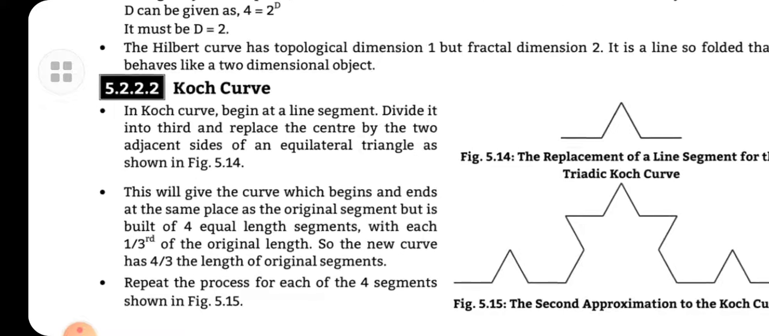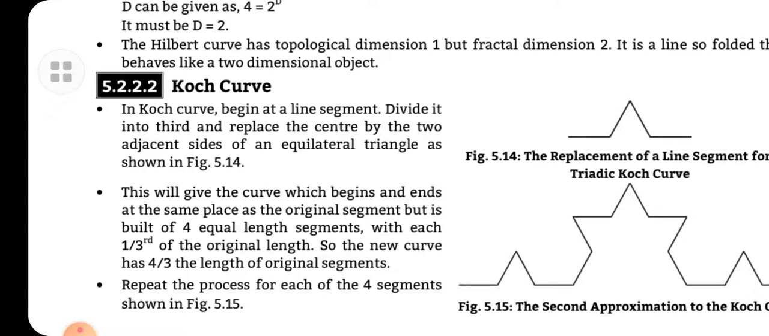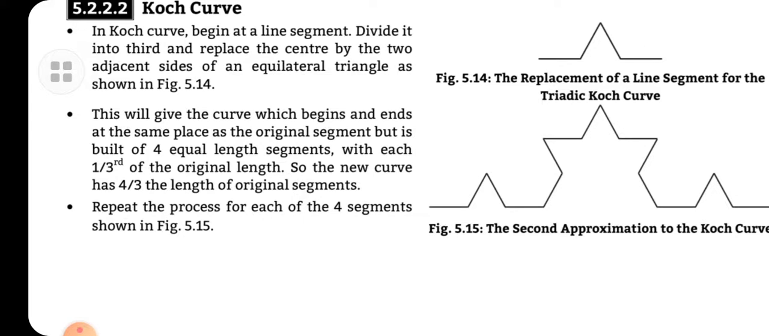And next is the Koch curve. In the Koch curve, we begin with a line segment. Divide it into thirds and replace the center third by the two adjacent sides of an equilateral triangle as shown in the figure. This will give a curve which begins and ends at the same place as the original segment, but is built of 4 equal length segments, each one third of the original length, and so the new curve has 4 by 3 the length of the original segment.